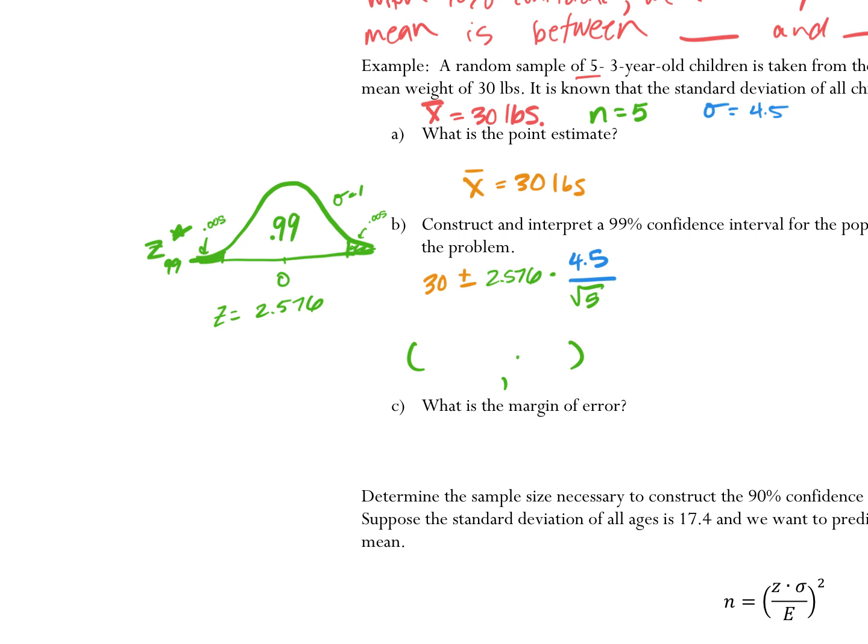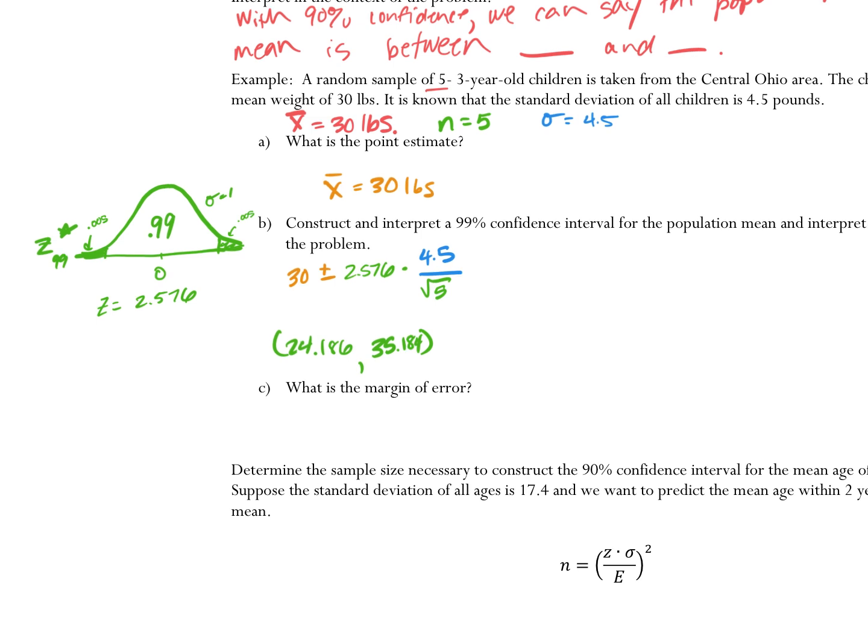35.184 for the plus. 24.186. Perfect. All right. So what is that really telling us? Like when we do this, what we just said is, all right, this is our estimate for the mean weight of all 3-year-olds in Central Ohio.